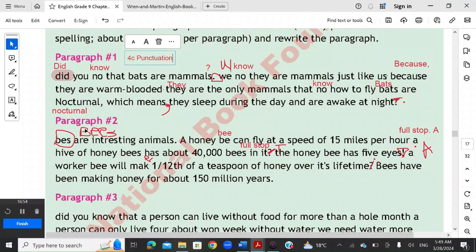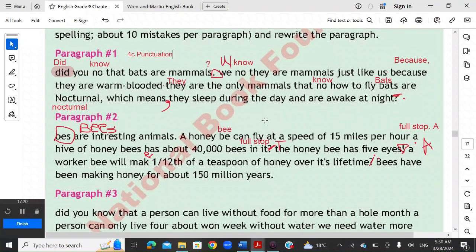Bats are nocturnal. Now, we do not capitalize the N of nocturnal. We only capitalize the words that are proper nouns, which means they sleep during the day and are awake at night. At night, there will be no question mark, rather, there is a full stop.